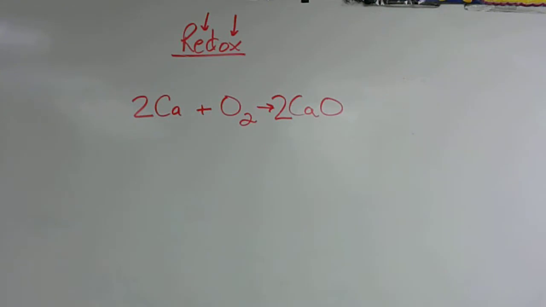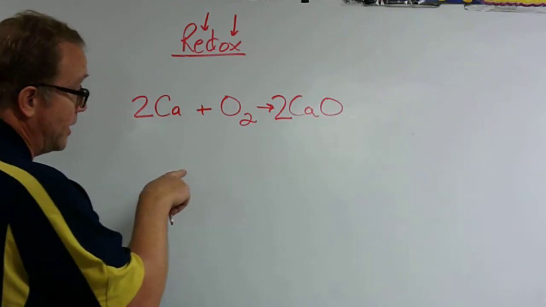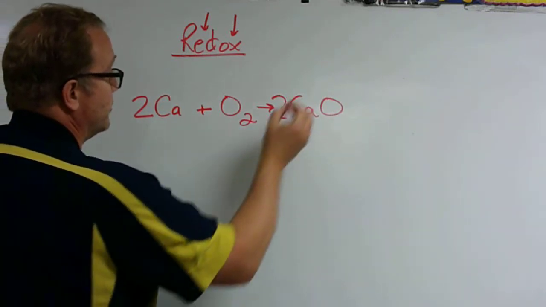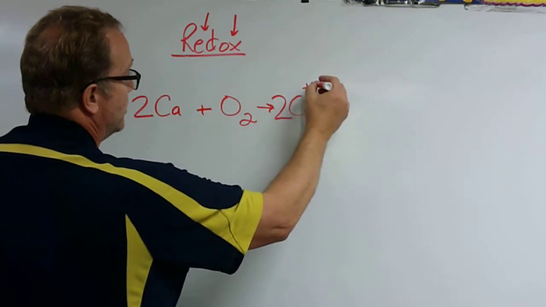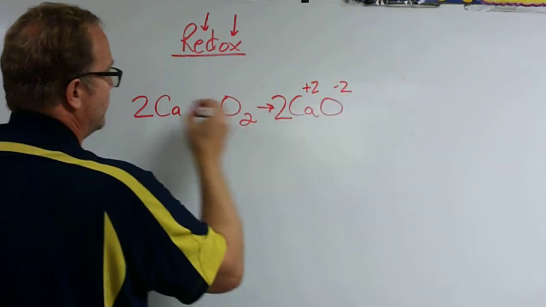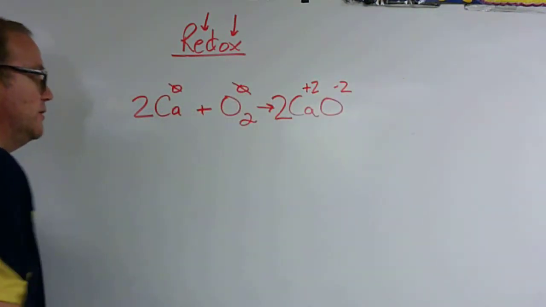Again, we can split it up. We can write the charges. We can do half reactions. But in this case, again, regulars, we want to go a little simpler. So we know that's a +2. We know that's a -2. We know that when it's by itself, it's going to be a 0.